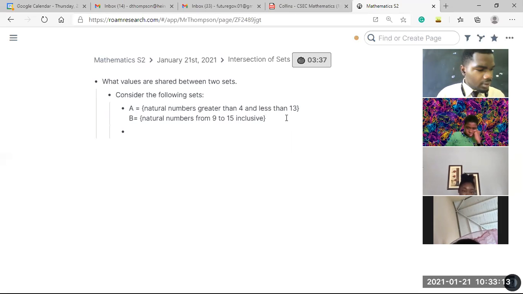Okay? The difference between complement and intersection will be seen here, because when we list out the values, so therefore, what would be the values of set A, Naima? What are the members of set A?